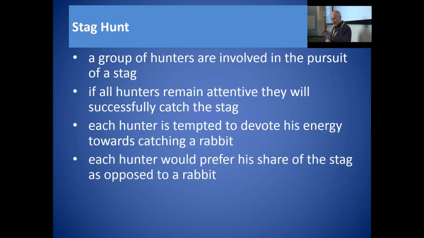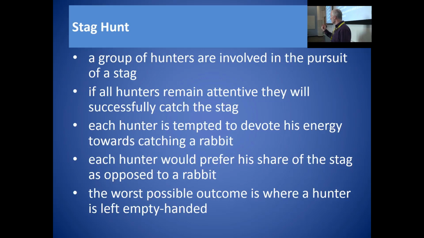Now, in terms of the outcomes, what all of the hunters would prefer is to have a share of the stag, to catch the stag, and they will then share that equally, and all of the hunters would much prefer that to having a rabbit. So a share of the stag is preferable to having the single rabbit. However, both of those outcomes are more preferred than being left empty-handed. To pursuing the stag, but the stag gets away. So you don't get the stag, you haven't gone off chasing rabbits, you're left with absolutely nothing. That's the worst possible scenario.